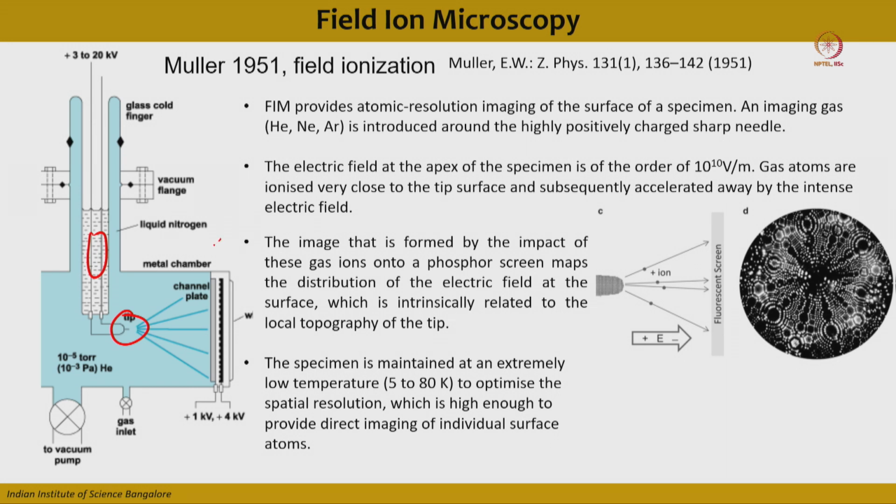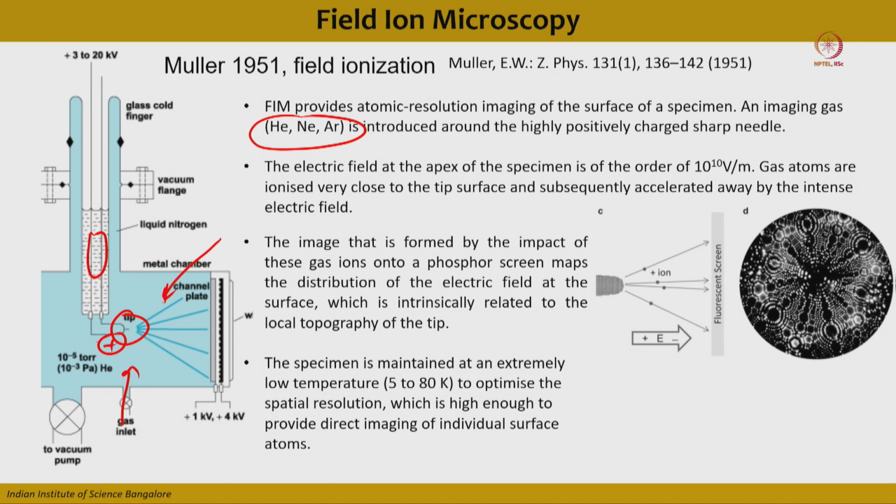Then he inserted an imaging gas, which might be helium, neon or argon. Usually the first time he used hydrogen. Then this is the gas inlet. And he applied a very high positive potential, such that the imaging gas ions get ionized, fine.